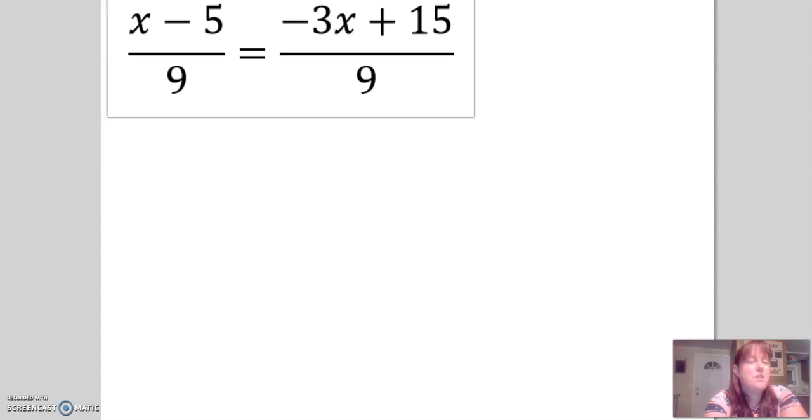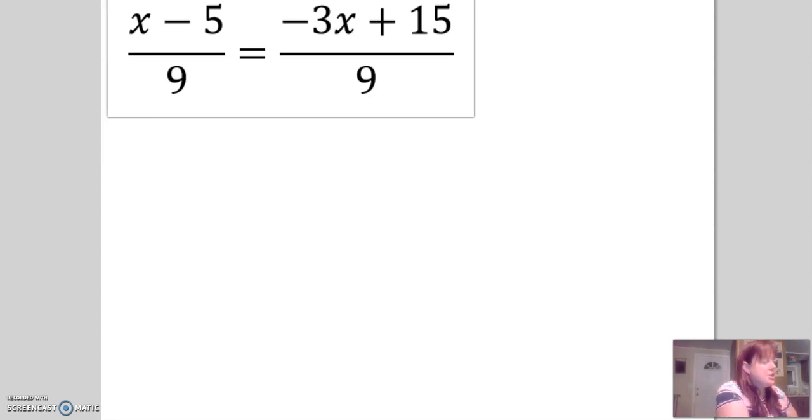Sometimes you're trying to solve an equation that's in rational form, or it's a fraction, and it can sometimes be confusing because fractions scare people. I don't know why. They're not that bad. But this looks really intimidating, right? You start thinking, how do I do this?